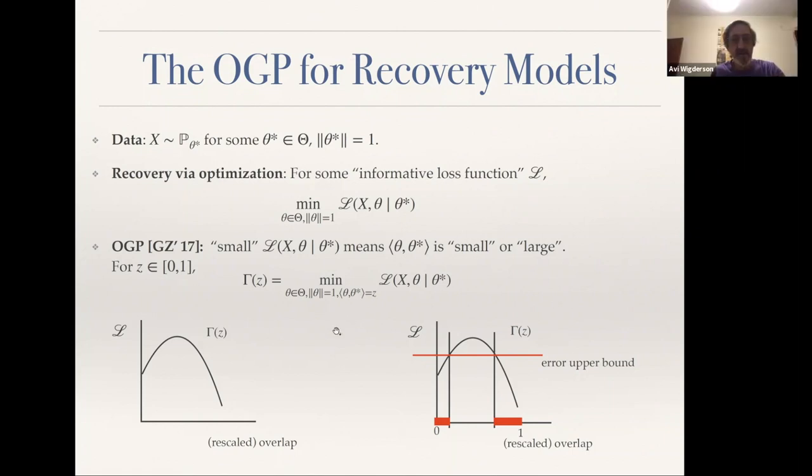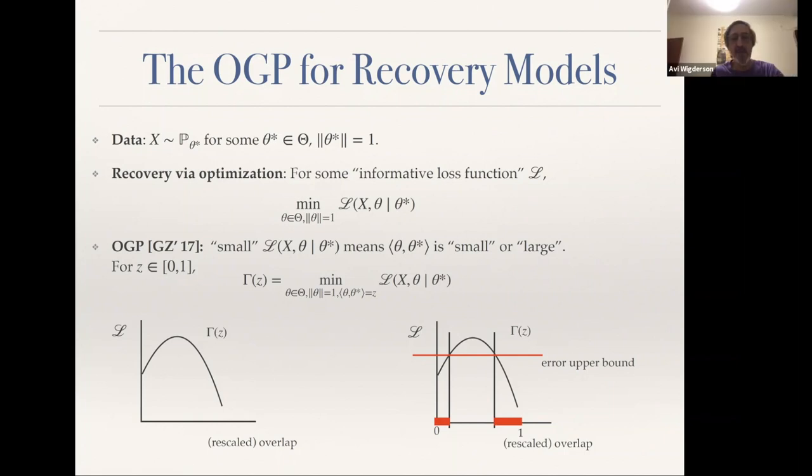I'm just trying to clarify the notation. First of all, when you say overlap, you really mean correlation in the usual sense, the inner product of two vectors? Right, the inner product of norm-one vectors. That's the overlap, the correlation. Second, who is producing theta? The algorithm is supposed to output a value of theta that is closely correlated with theta star. This is the goal of the algorithm.